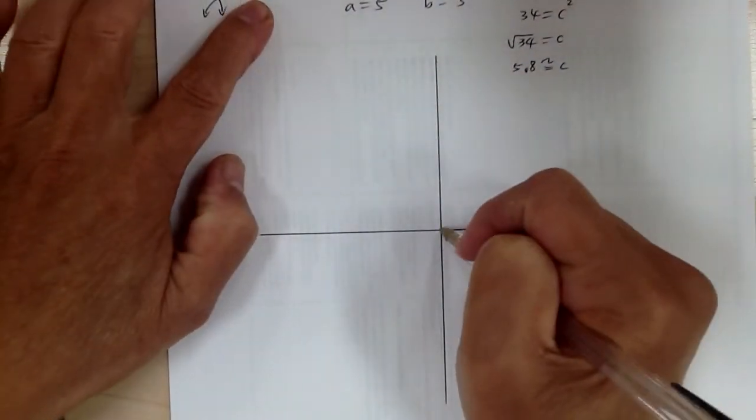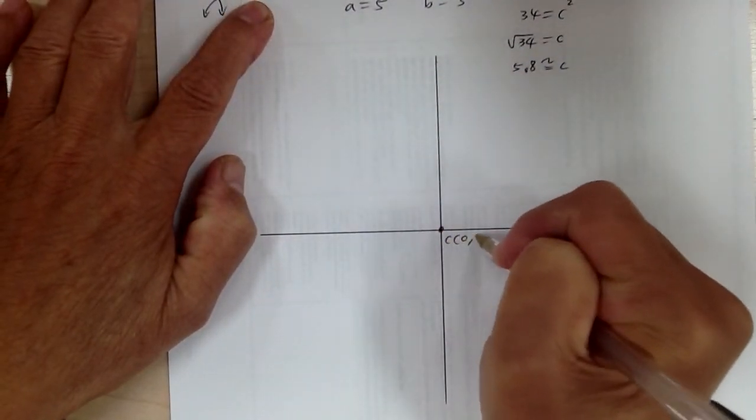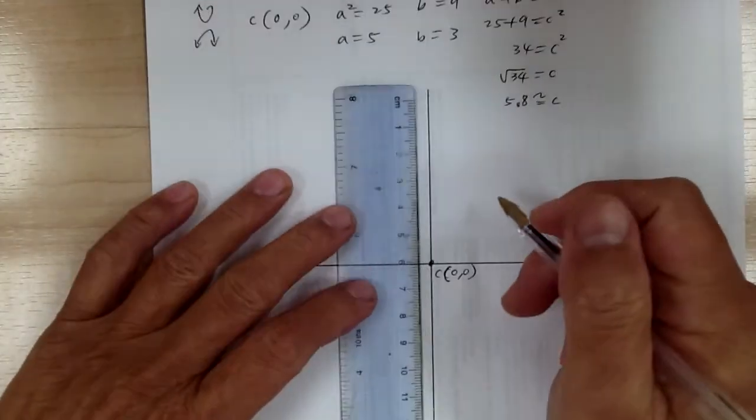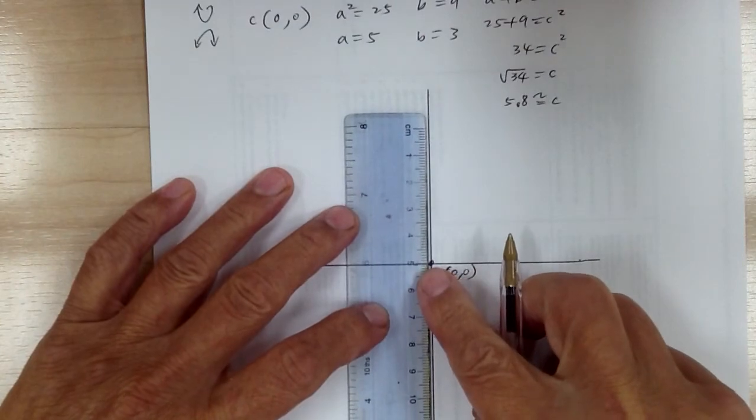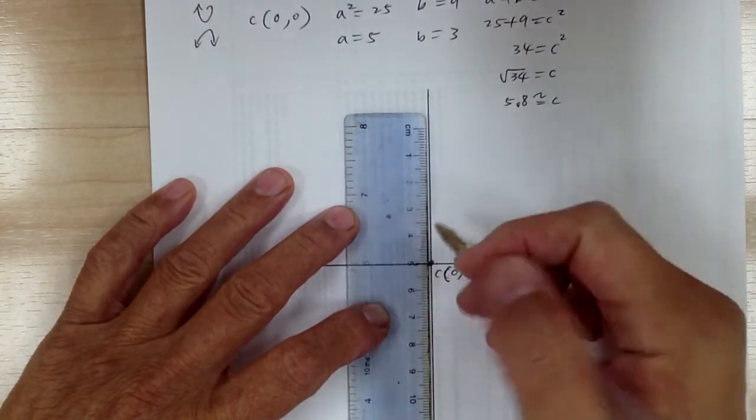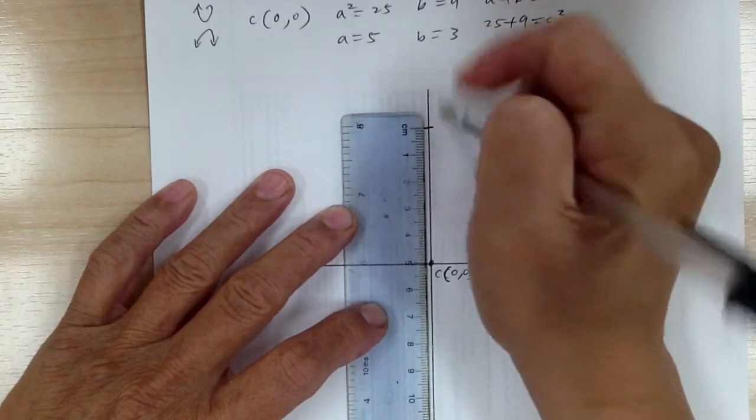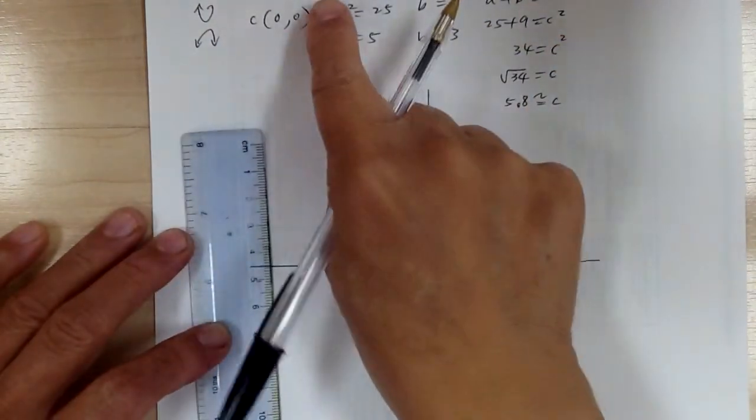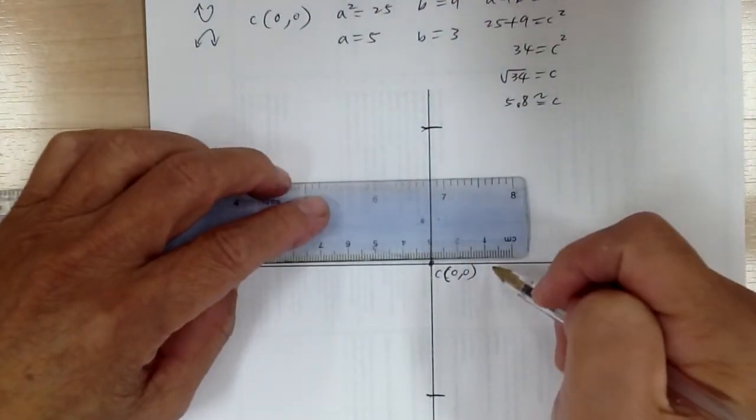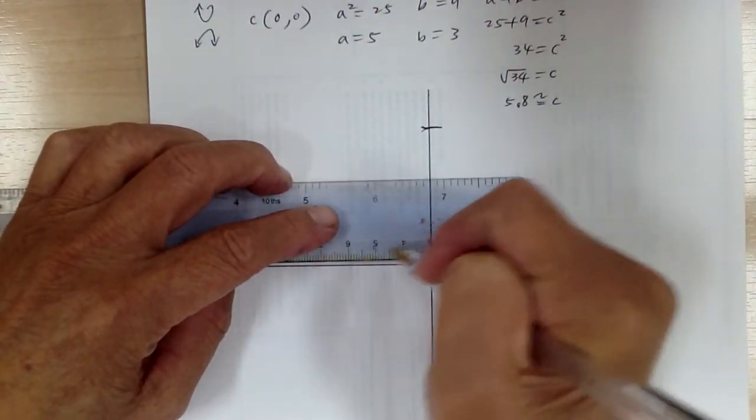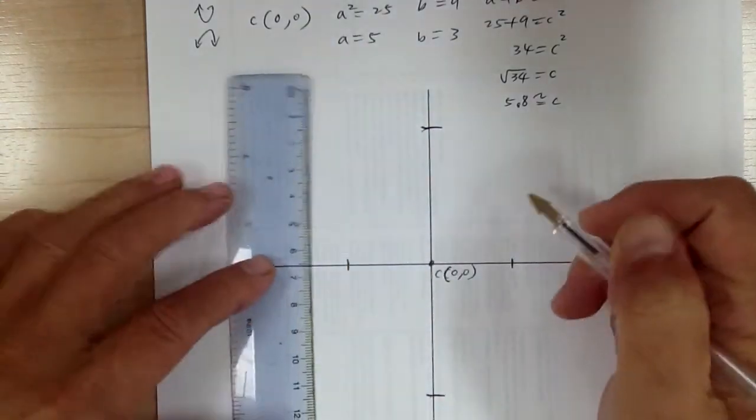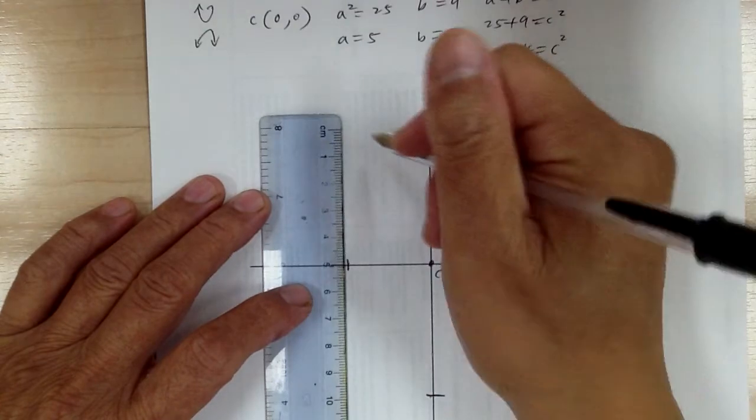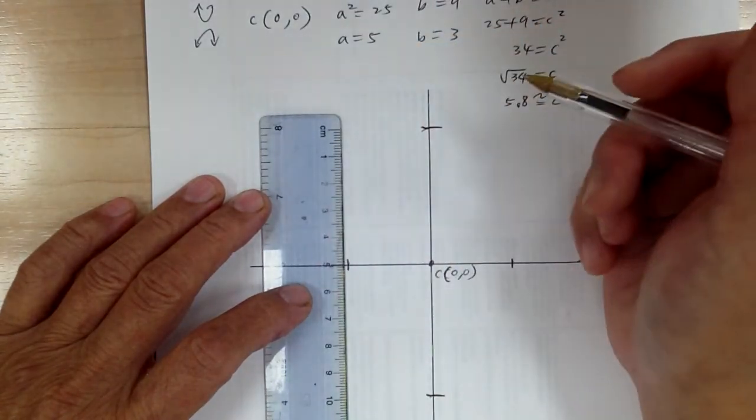So the center is at 0, 0. And you have to go 5 in the y direction. Again, I'm using the centimeter to measure, so every centimeter is 1. So I just go up 5 and go down 5. And I have to go 3 in the x direction. It's better to use graph paper, that way you don't have to measure, you can just count the squares.